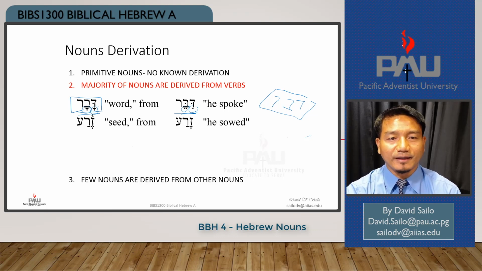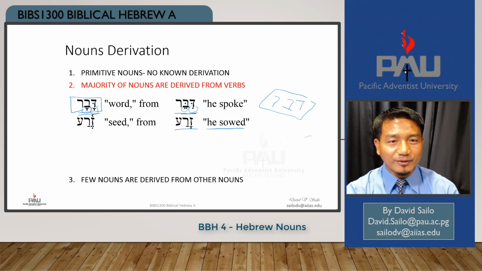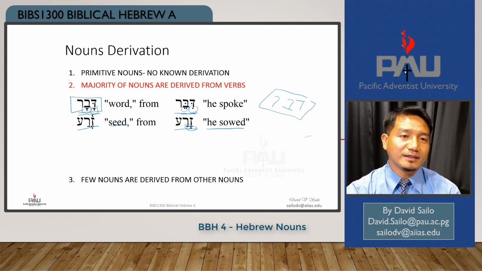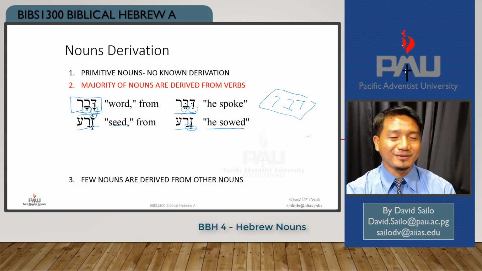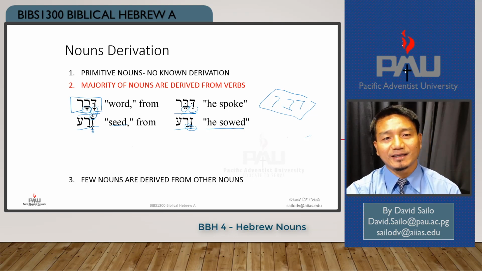Another example that we can have is from the word zara, he sowed a seed. From this action word, again we change the vowels and we get zera. This is called seed. You see the accent here. We have to consider that. So this one is zera. If we talk about the tone syllable that we learned in the previous video, this is going to be the tone syllable. So from zara, he sowed, we get the word zera, which is noun.